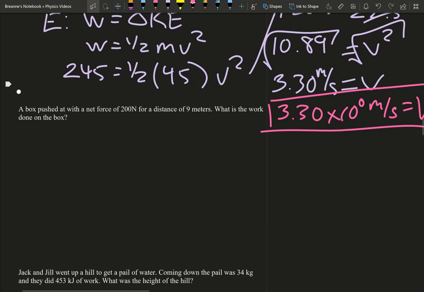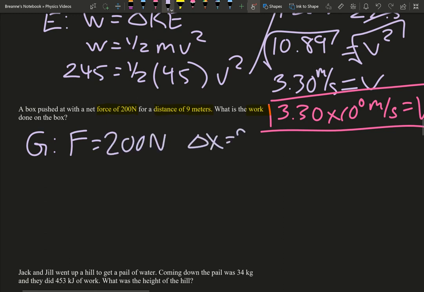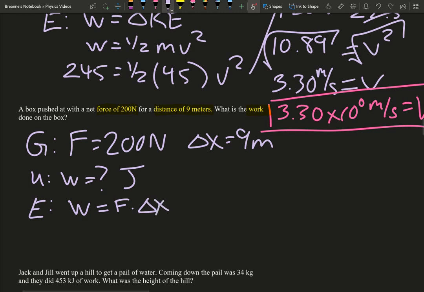Next question. A box is pushed with a net force of 200 newtons for a distance of 9 meters. What is the work done on the box? So what are our givens? It says a force of 200 newtons, a distance of 9 meters, and we're looking for work. So givens, we know F is 200 newtons. We know our distance is 9 meters. We are looking for work.